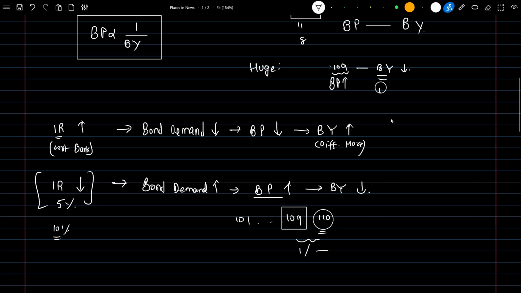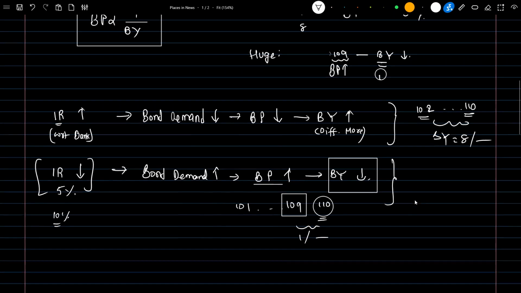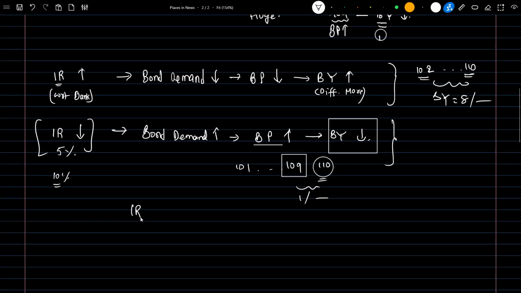In the earlier situation, let's say it sells at 102 because there is not much demand. On maturity you will be getting 110. So what is the bond yield? The bond yield you will get is almost 8 rupees. Here it is just 1 rupee, so bond yield is less. So now we have understood the relationship: if the interest rate is decreasing, bond price is increasing, and it is inversely proportional to bond yield. So this is simply the relationship.